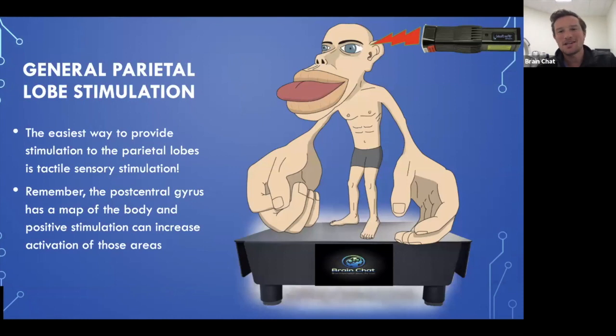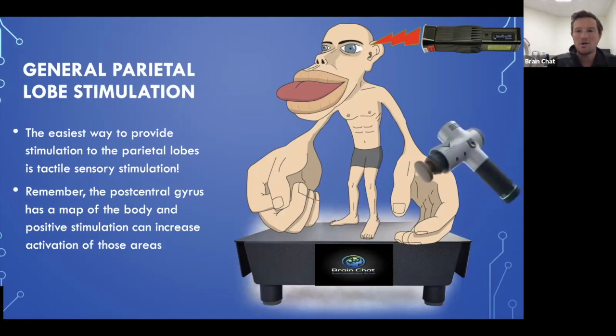But the easiest way to stimulate the parietal lobes is to provide sensory stimulation to different areas of the body. So in this picture here, this is actually what's called the sensory homunculus. This is the homuncular man. And what you can see is we're providing sensory stimulation by him standing on a vibration platform. He's getting laser stimulation to one side of his face. And we're also doing some vibration to his left hand, which would send signals over to the right side of the body, right side of the brain.